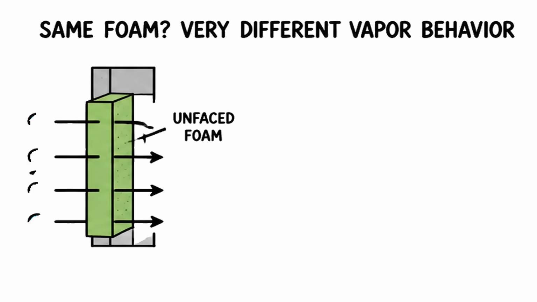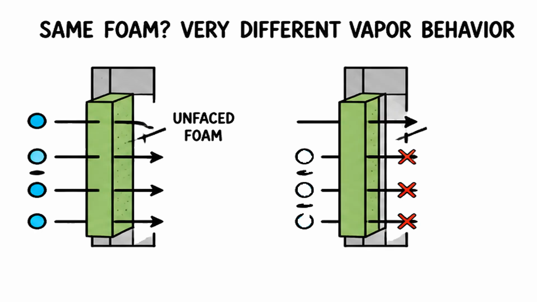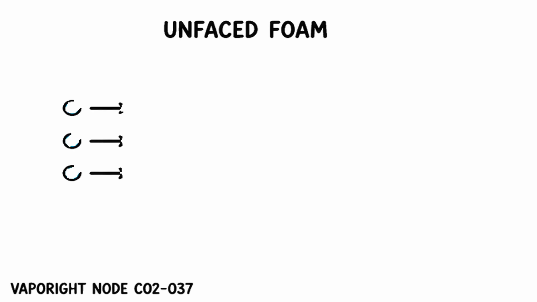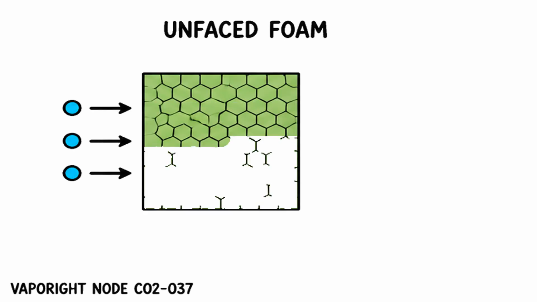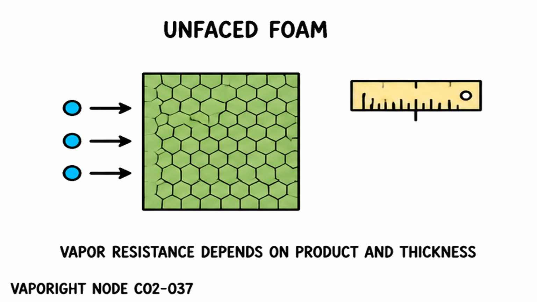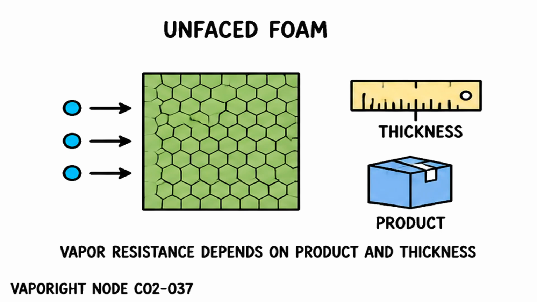Two foam boards can look nearly identical in a wall, but a thin facing can change how strongly that layer resists water vapor diffusion. Same foam, very different vapor behavior. Look closer at the two boards. The unfaced foam shows a cellular core. Vapor resistance depends on product and thickness.